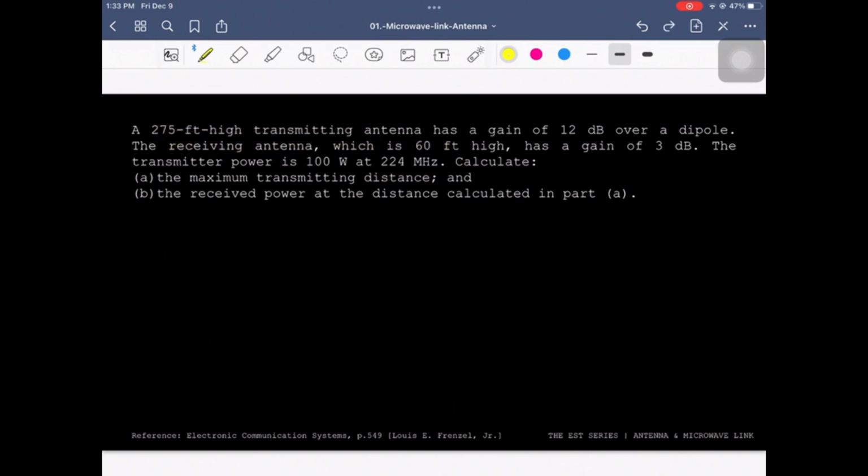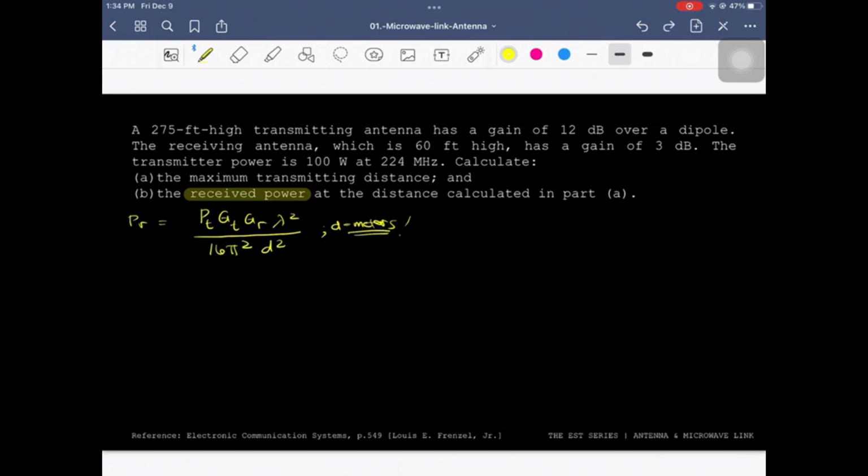Okay, so for the second part of this problem, we are asked to get the received power. And for that, we will have a designated formula. Okay, so for the received power, our formula is the power transmitted times the gain of the transmitter times the gain of the receiver times lambda squared all over 16 times pi squared times distance squared, wherein the distance must be in meters. Okay, kaya pala natin kinonvert yung sagot kanina to meters kasi yung formula dito is naka-meters.